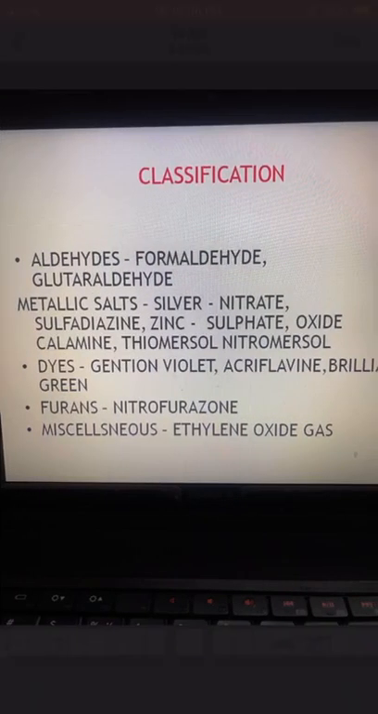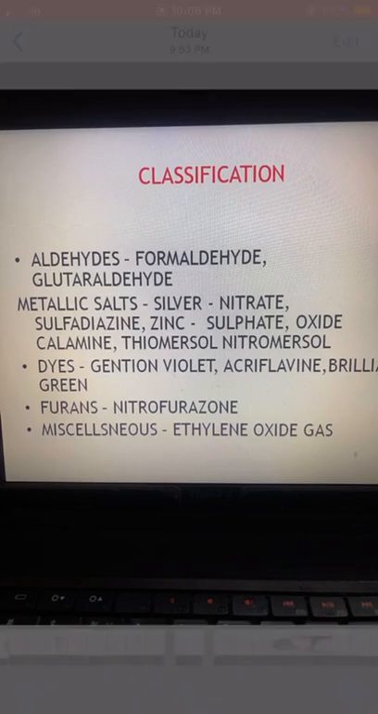Next in the classification is the aldehydes, which includes formaldehyde and glutaraldehyde. Then metallic salts like silver nitrate, silver sulfadiazine, zinc sulfate, zinc oxide, calamine, thiomersal, nitromersol. Then we have dyes like gentian violet, acriflavine, brilliant green. Then furans that include nitrofurazone. Then miscellaneous drugs that come in the classification are ethylene oxide gas.